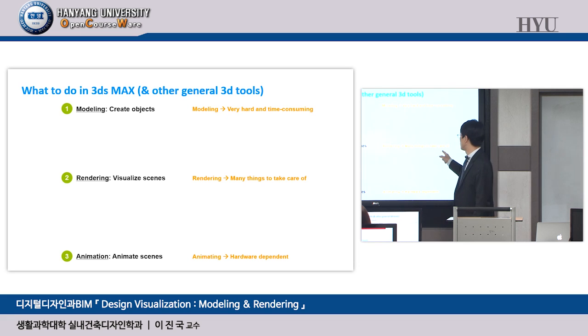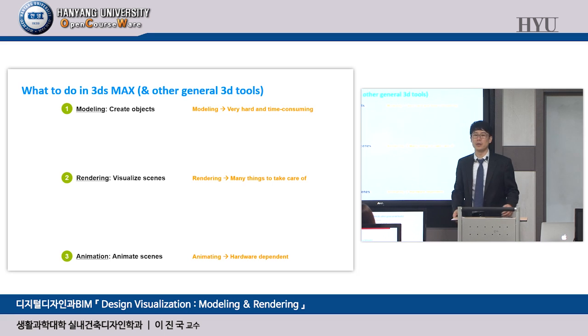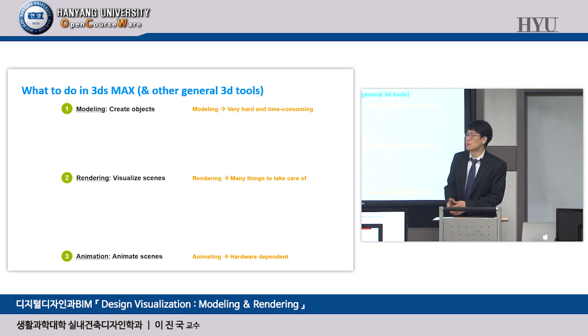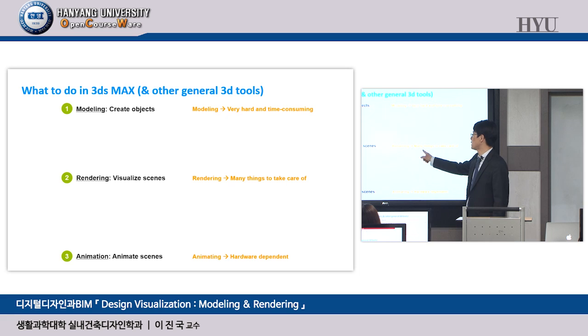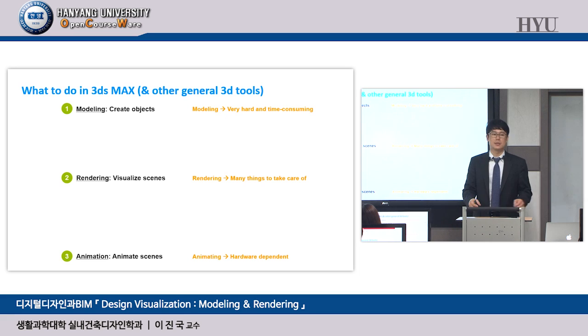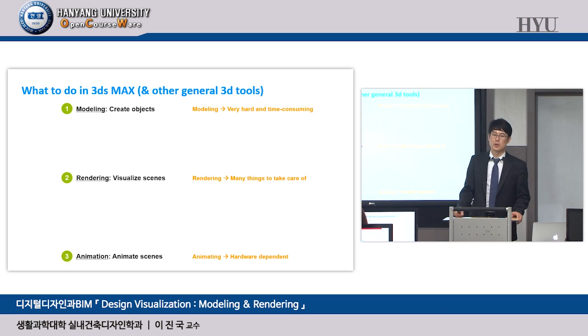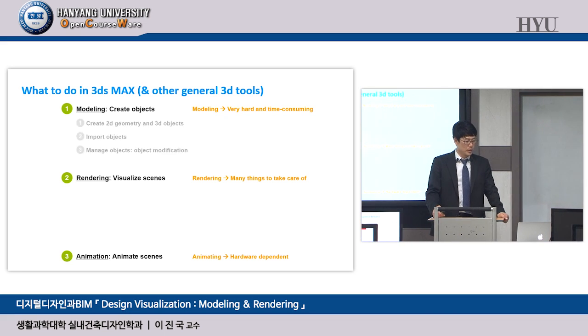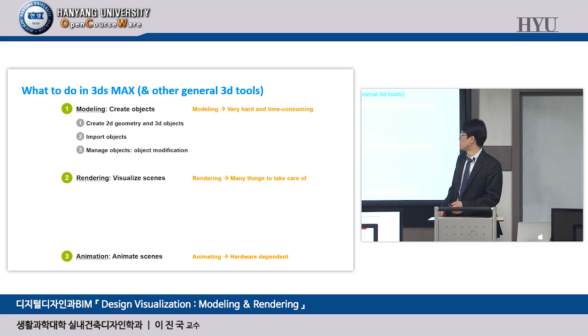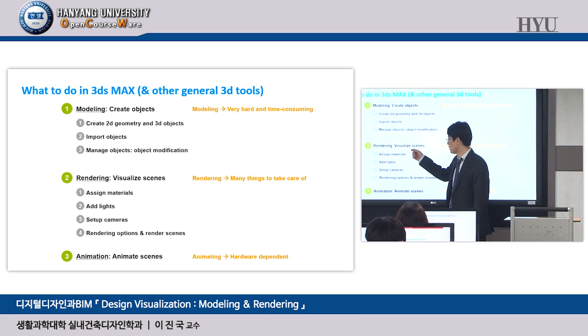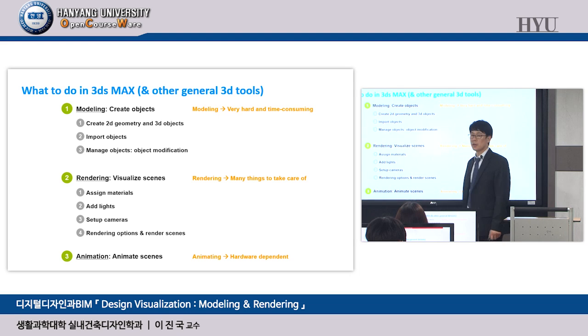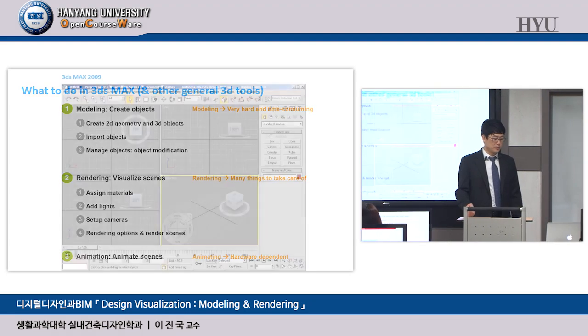Rendering, many things to take care of, lots of techniques you need to know. Animation, it's hardware dependent because it's really time consuming. Even one single scene rendering takes time. How about 30 scenes for 1 second? How about a 60 minute animation? Really, really long time. Under modeling, create 2D geometry and 3D objects, importing geometry, managing geometry. Under rendering, material, light, camera, and render options. Lots of things you need to know.